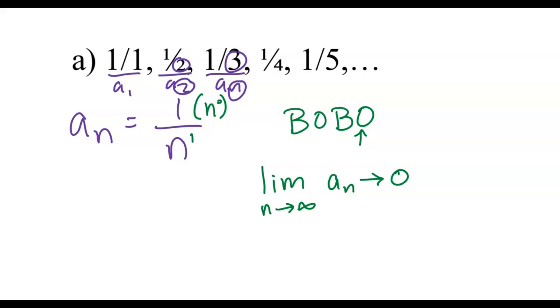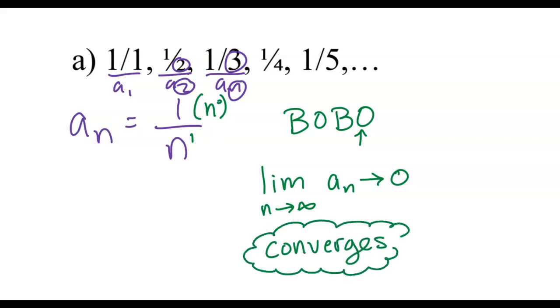So, is this a real number? Is 0 a real number? Okay, so yes, 0 is a real number, so this is said to converge. It approaches a real number, so it is a converging sequence.